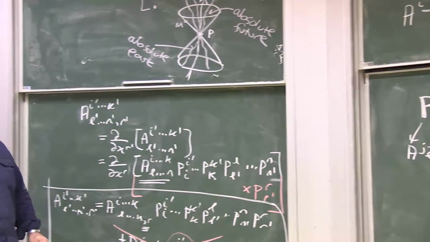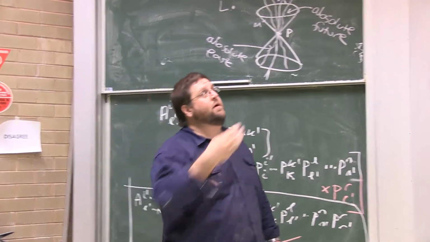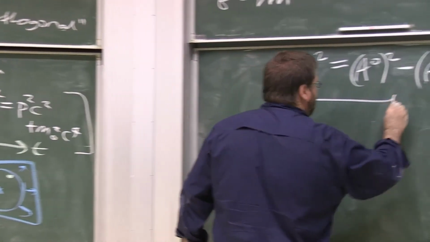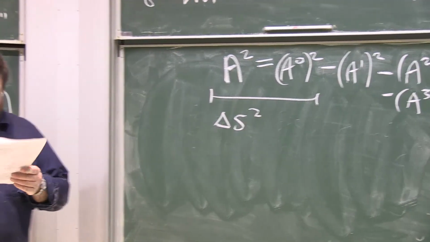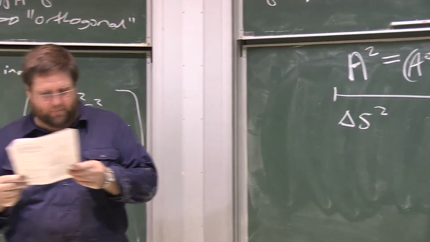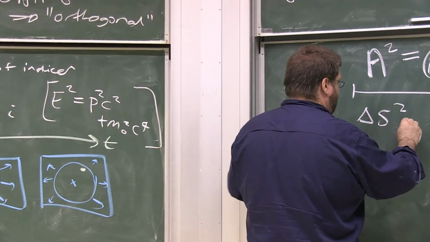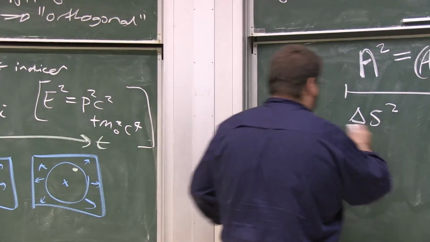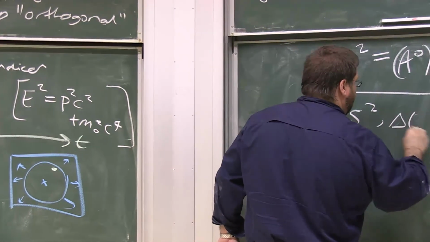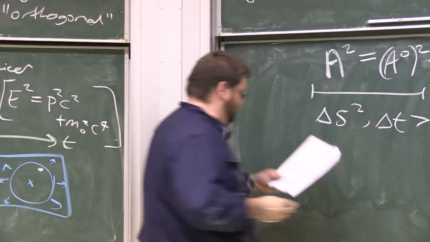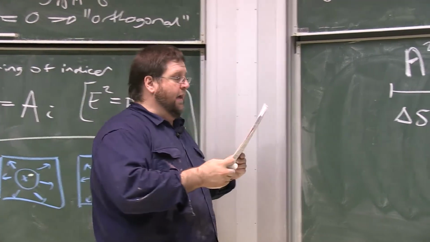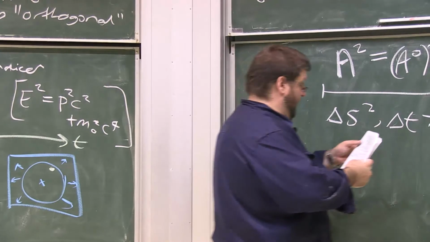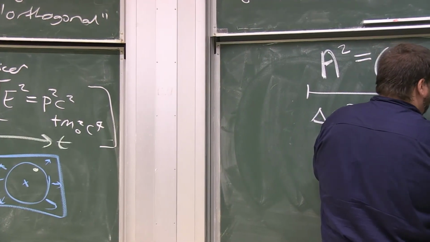If you give me a pair of events, then I'll be able to ascribe a certain delta S squared to them. So give me a pair of events with a particular delta S squared. Again, I've just argued that we have a forward light cone that would correspond to delta T being greater than naught. So if delta T is greater than naught and delta S squared is greater than naught, this would correspond to the absolute future.